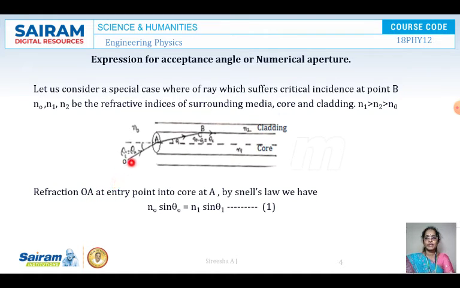Refraction of ray OA at the entry point at core A, by Snell's law: N0 sin theta naught is equal to N1 sin theta 1. That is equation 1. Then N1 sin theta 1 is equal to N2 sin theta 2. It is Snell's law. Here N0 is the refractive index of the medium in which the optical fiber is placed. N0 sin theta naught is equal to N1 sin theta 1. This is theta naught and this is theta 1. So this is the angle at point A. This is the equation by Snell's law.